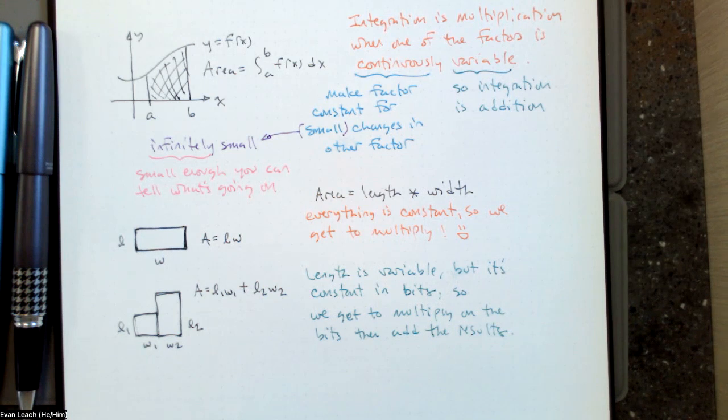The other thing that could happen is that the length could be continuously variable.